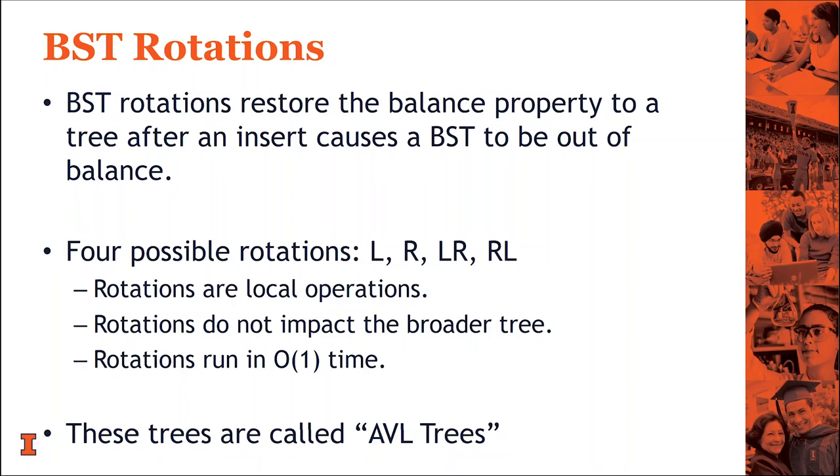BST rotations, or binary search tree rotations, is the mechanism to restore that balance. We know there's 4 different rotations: a left rotation, a right rotation, a left-right rotation, and a right-left rotation. These rotations are all local operations. All we're doing is changing the point of imbalance, rearranging a few pointers. Because of that, we can say this runs in constant time. The code we're going to write to do these transformations is going to be as simple as 4 lines.